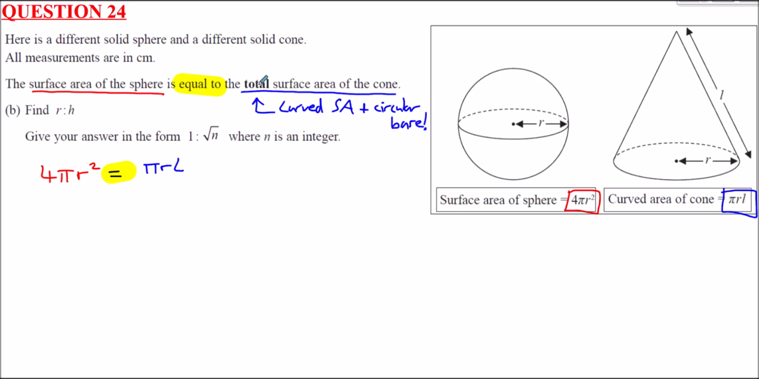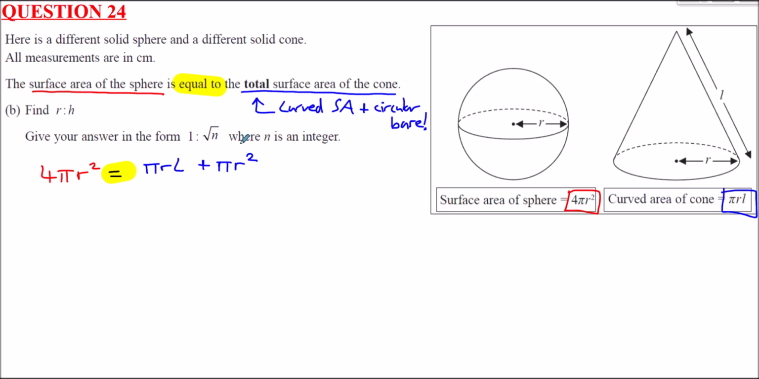That's why the word total's been put in bold, just to make that point clear to you, not to make that mistake. Total surface area means a curved bit, plus as well this circle underneath. So pi r L for the curved surface area, plus of course for the circular bit of the base, area of a circle is pi r squared.